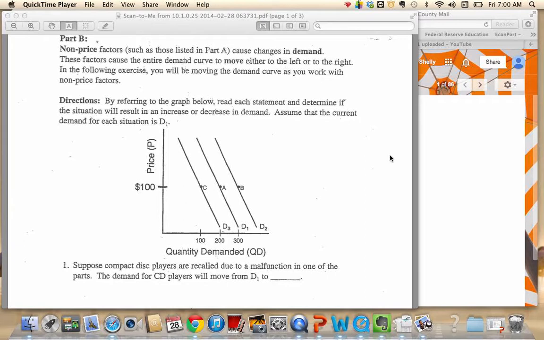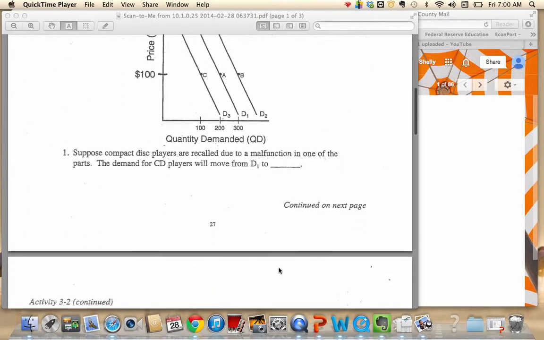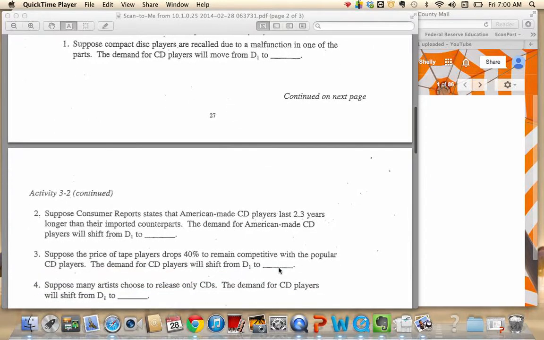So the first question says, suppose compact disc players are recalled due to a malfunction in one of the parts. What's going to happen to CD players? If there's a recall, if we're starting at this original curve, are we going to want to buy more or less at $100? If there's something wrong with them, we're going to want to buy less. So we're going to go from curve D1 to D3, and that's your answer there. And I'm going to have to scroll up and down so we can see this.